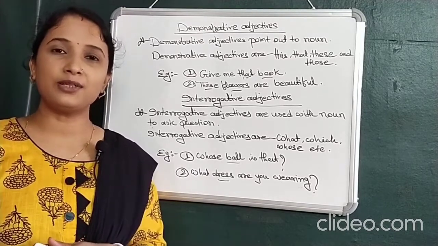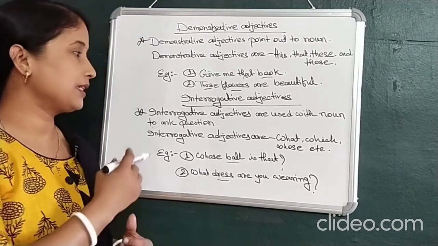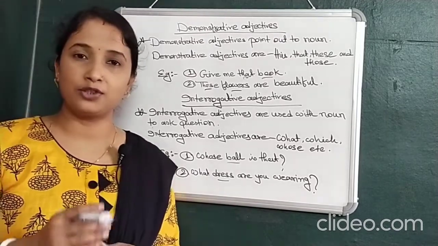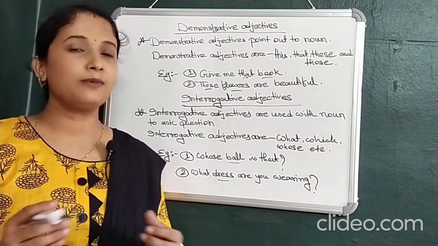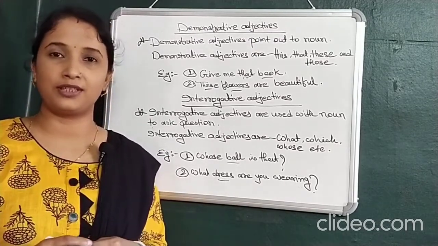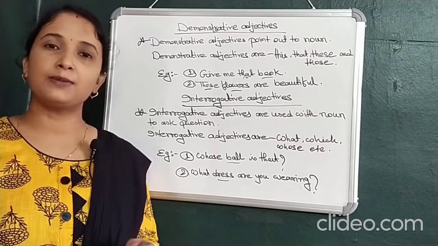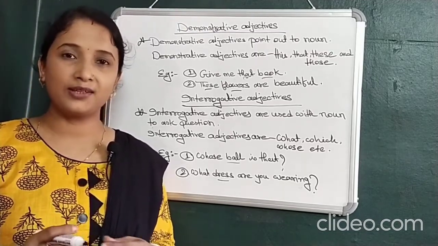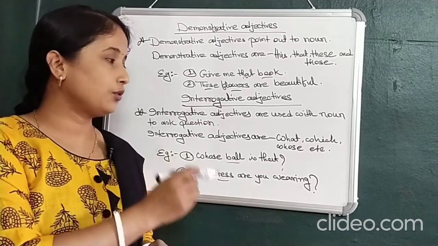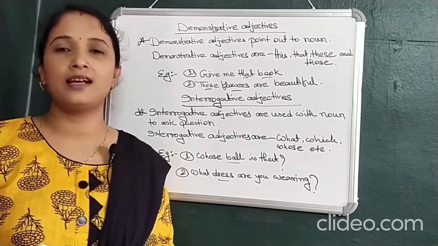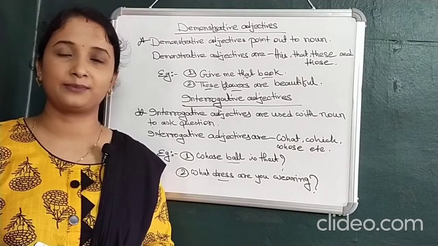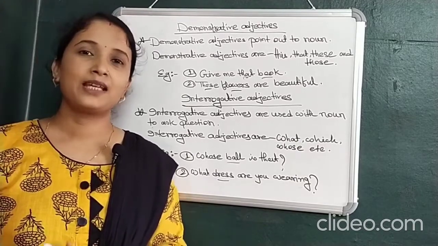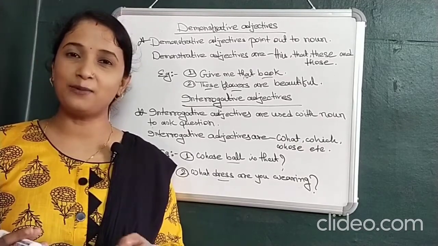So what are interrogative adjectives? Interrogative adjectives are used with nouns to ask a question. Whenever we ask a question, we put interrogative adjectives. Interrogative adjectives must be followed by a noun or pronoun. Interrogative adjectives are what, which, whose, etc. Okay, so I hope you understand very clearly about adjectives.